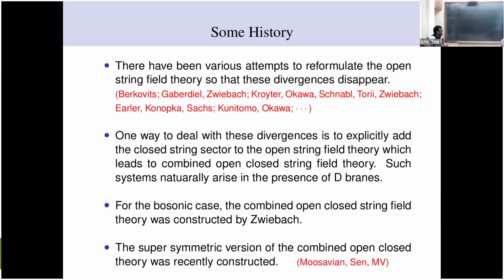For the bosonic case, this combined open-closed string field theory was constructed by Zwiebach in 1990. Why does open string field theory have divergences? Once you have an open string, you can form a closed string. At tree level, there won't be any problem, but when you consider loops, you cannot avoid propagation of closed strings. So just having open strings is not a consistent theory.